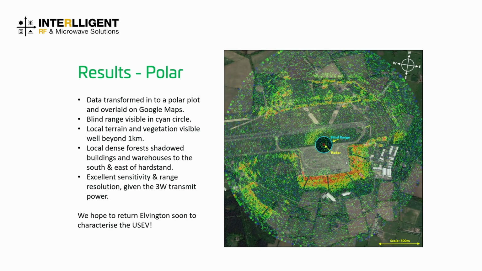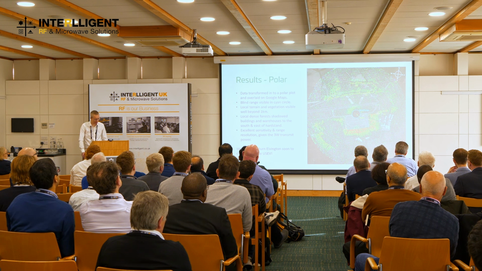If we take that data and plot it onto a Google Maps view of the same area, we can see the blind range in the middle where we get no return, and then as we move out from there we can see all the vegetation, some of the surrounding buildings, the forest down to the bottom there. You might be wondering why the buildings aren't picked up, but that forest was really dense, and so it was effectively shadowing all of those objects.